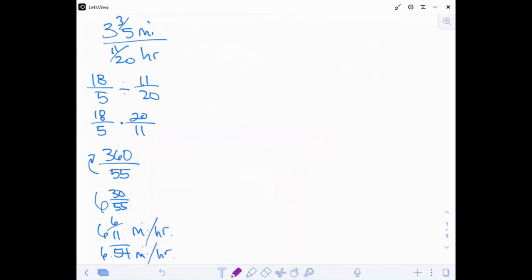We can just turn these into decimals. We have 3 3/5 miles over 11 twentieths hours. Maybe you want to deal with decimals. So 3/5 is the same thing as 0.6. So we have 3.6 miles over 11 twentieths. We can turn that into a decimal as well. That's 0.55. So 0.55 hours.